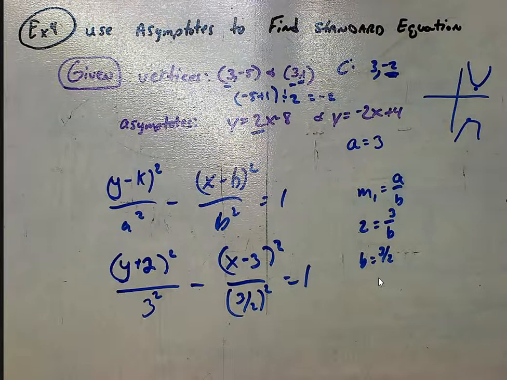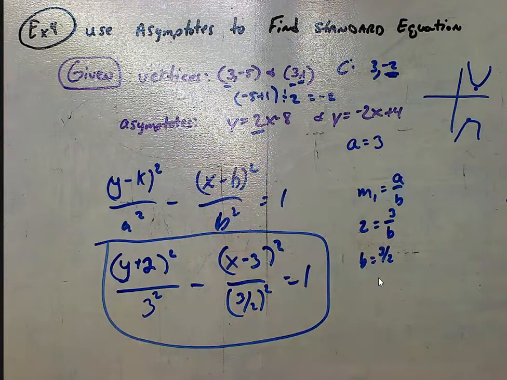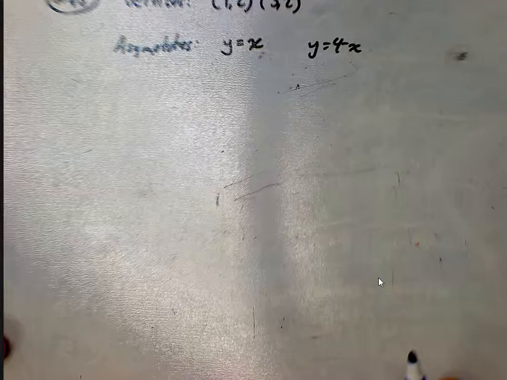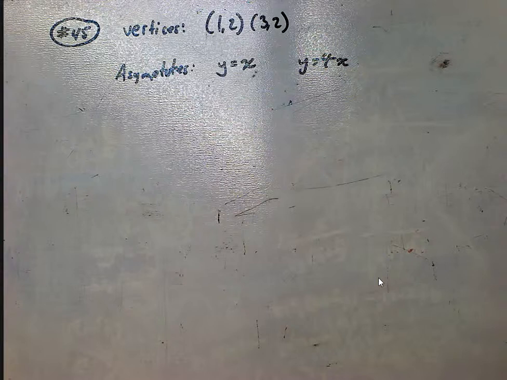I want you guys to go ahead and try number 45. Number 45 says vertices (1, 2), (3, 2), y equals x, y equals 4 minus x for the asymptotes. Press pause, see if you can figure it out.